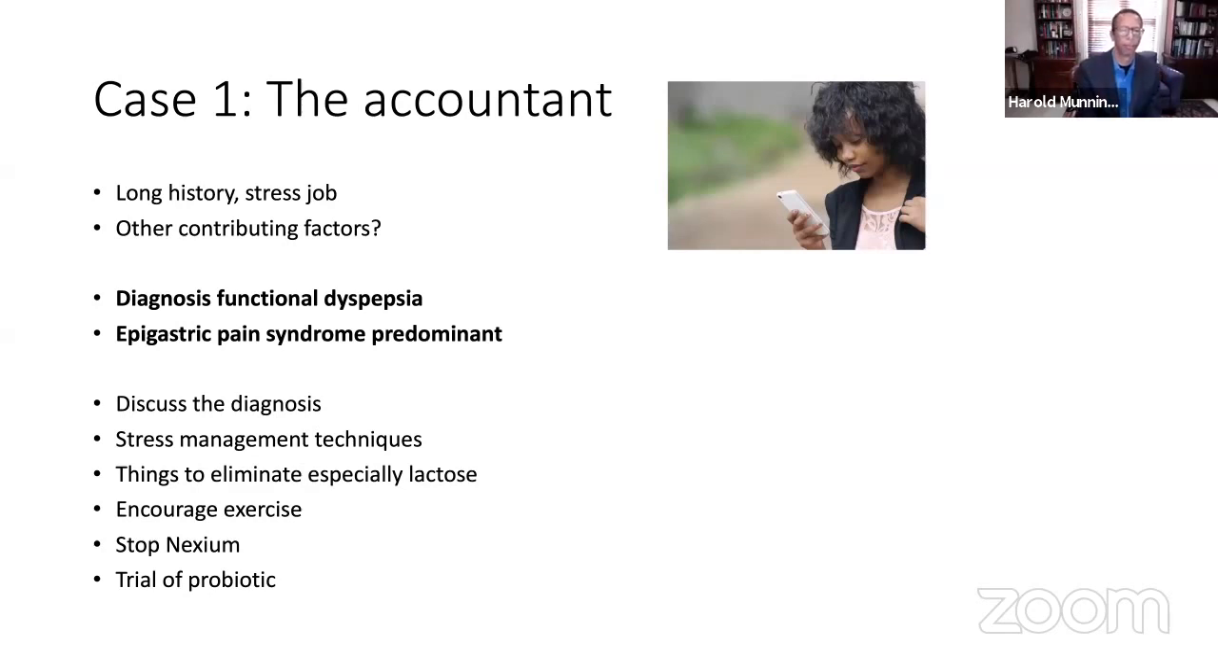In this case, this patient with a long history, a stressful job, questionable other contributing factors, my diagnosis would be functional dyspepsia. She meets the Rome 4 criteria. She's epigastric pain syndrome predominant. And with her, I discussed the diagnosis at length. I talked about stress management techniques, asked her to eliminate lactose for 2 weeks and see how she did. Got her to start exercising. Well, you know, the gym is closed, and so it was a problem, but got to find another avenue. I asked her to stop the Nexium that she'd been taking for several weeks and prescribed a trial of a probiotic and arranged follow-up for 1 month.